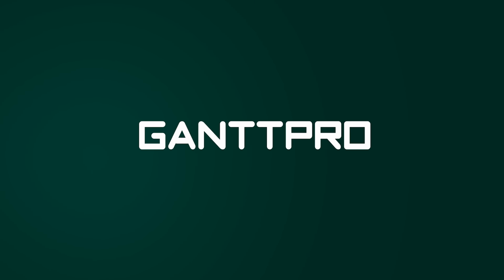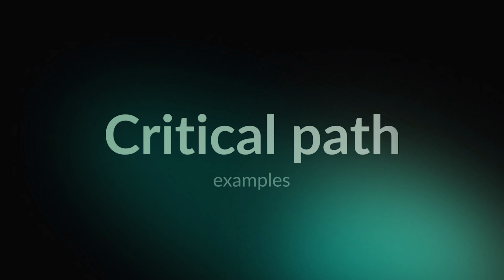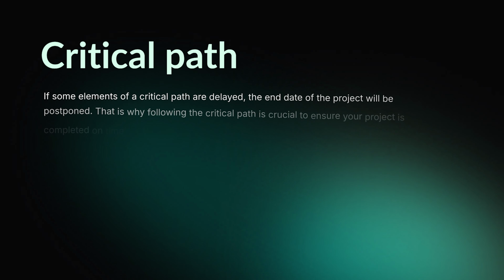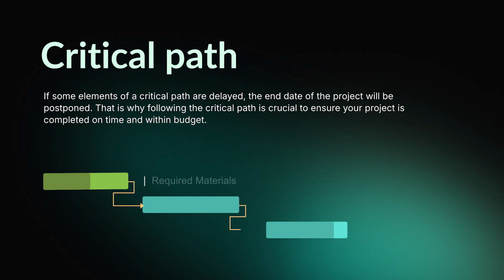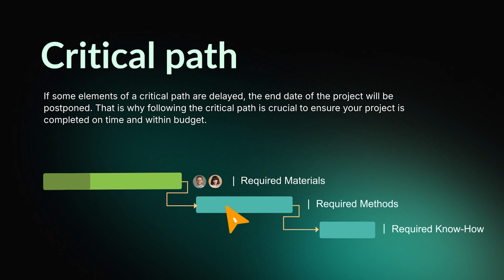But first, we should understand what we are looking for. A critical path is a sequence of tasks that affect a project completion date. Usually, it's the longest set of interdependent activities. If some of its elements are delayed, the end date of the project will be postponed. This is why following the critical path is crucial to ensure your project is completed on time and within budget.